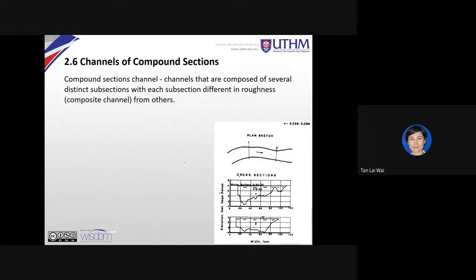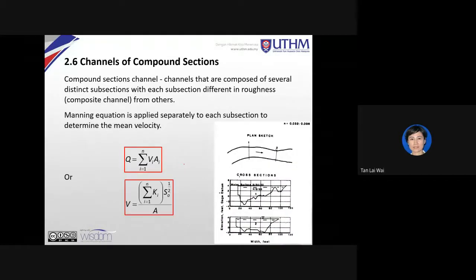You can use this formula here. If the roughness is the same, it's simple; you can just choose one formula. If it's different, then you need to find Q. The formula here is basically that the total Q for the whole channel would be Q1.